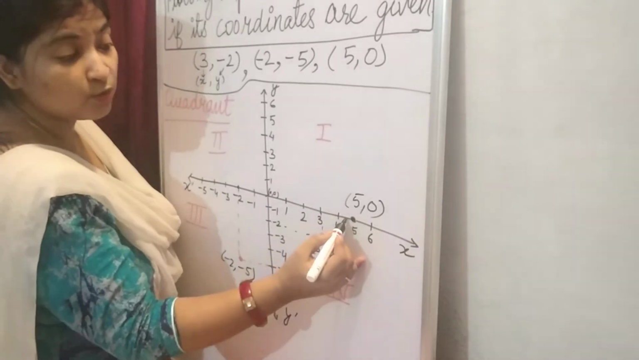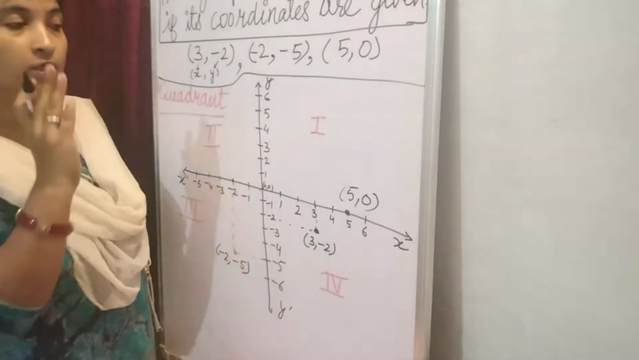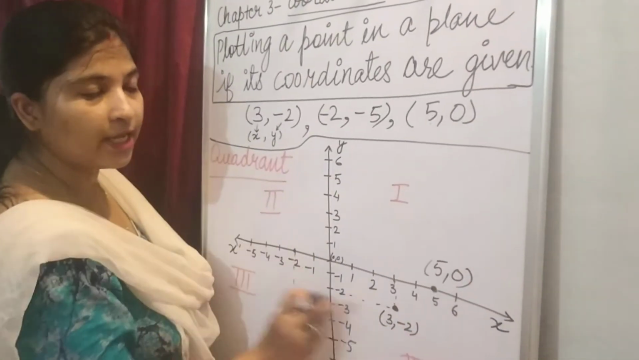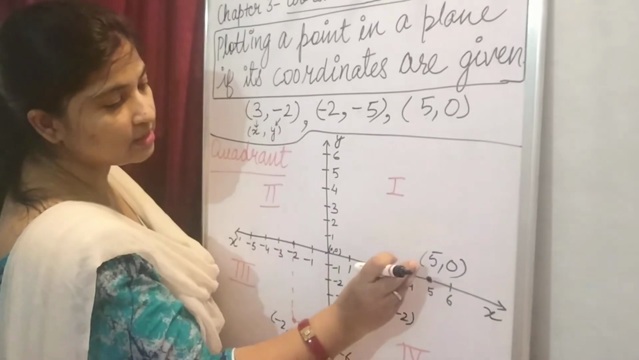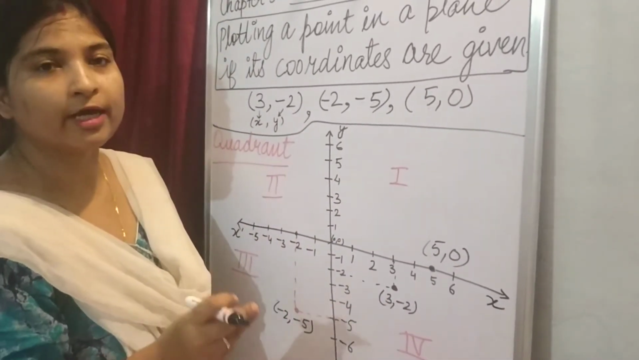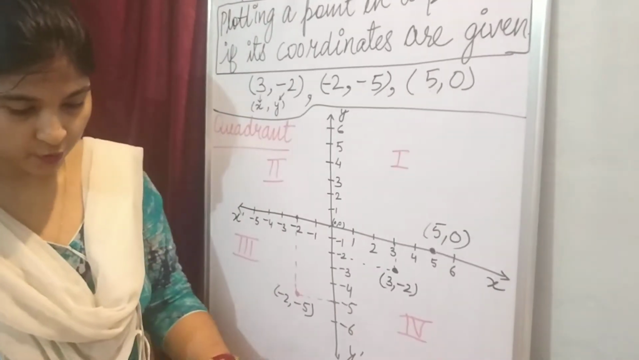Why? Because can you see that this (5, 0) is actually lying on x-axis only. So whenever this kind of question will come, you will not say that it is lying in any quadrant. You will say like this point is lying on x-axis or on y-axis. Understood, students? Now you will open your exercise 3.3.